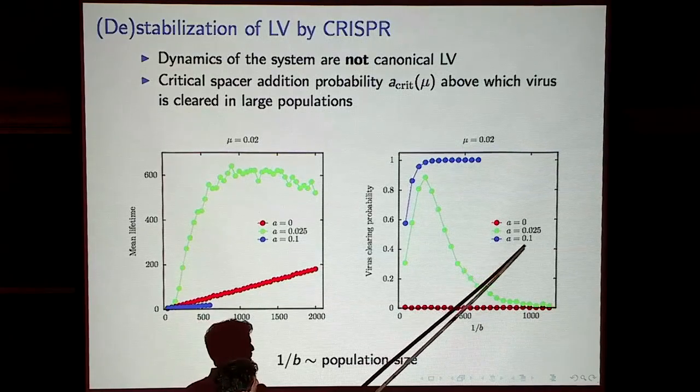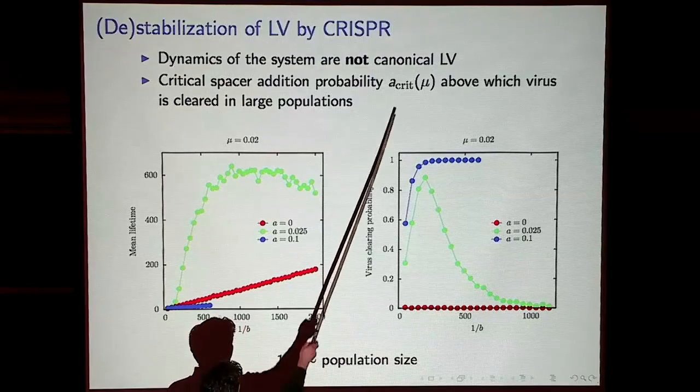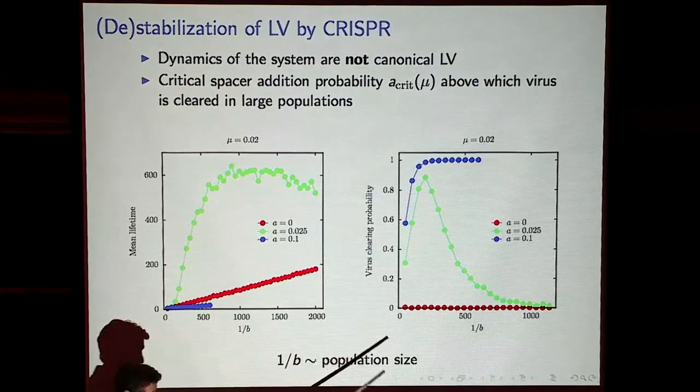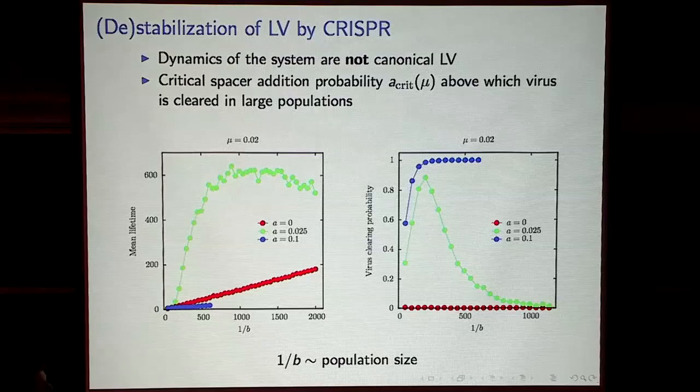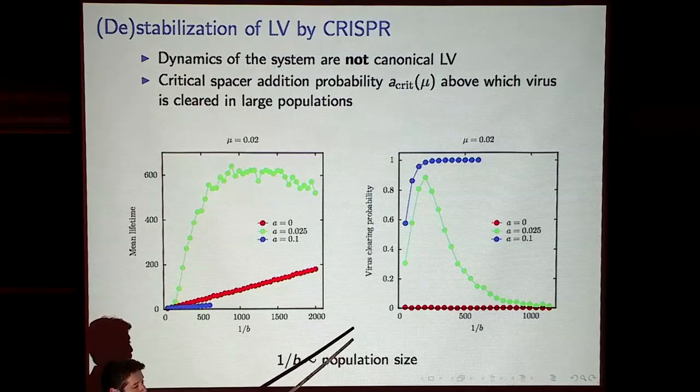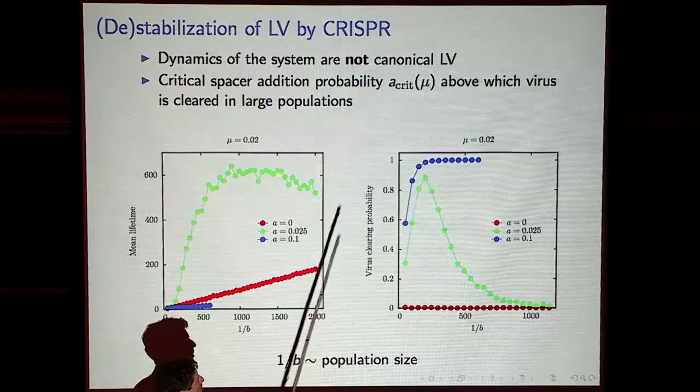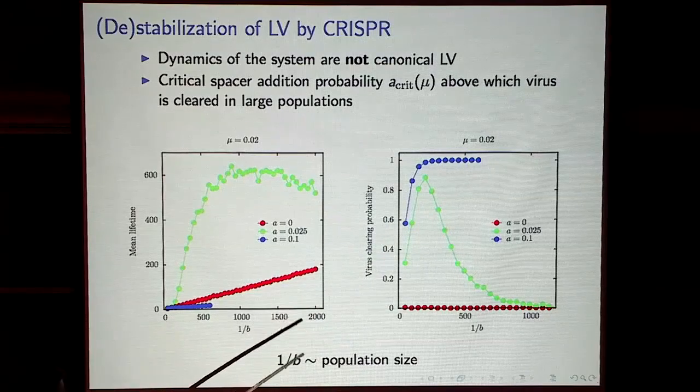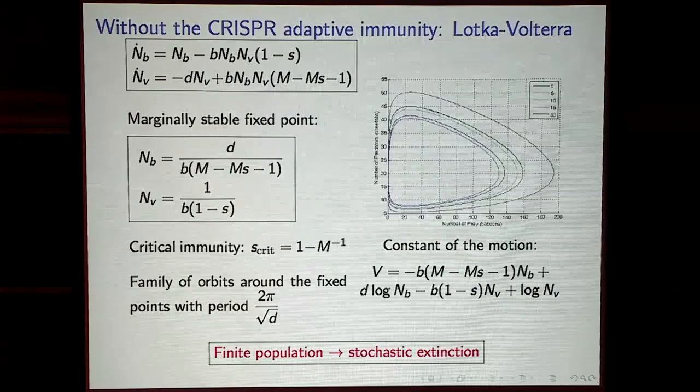But there exists a critical addition probability. If you add spacers quickly enough, then what happens is that you acquire immunity that becomes strong enough to clear the virus in 100% of the cases. And that's not surprising, because there exists a critical immunity even without CRISPR. So if CRISPR is effective enough, the effective immunity provided by CRISPR can reach this value and clear the virus.